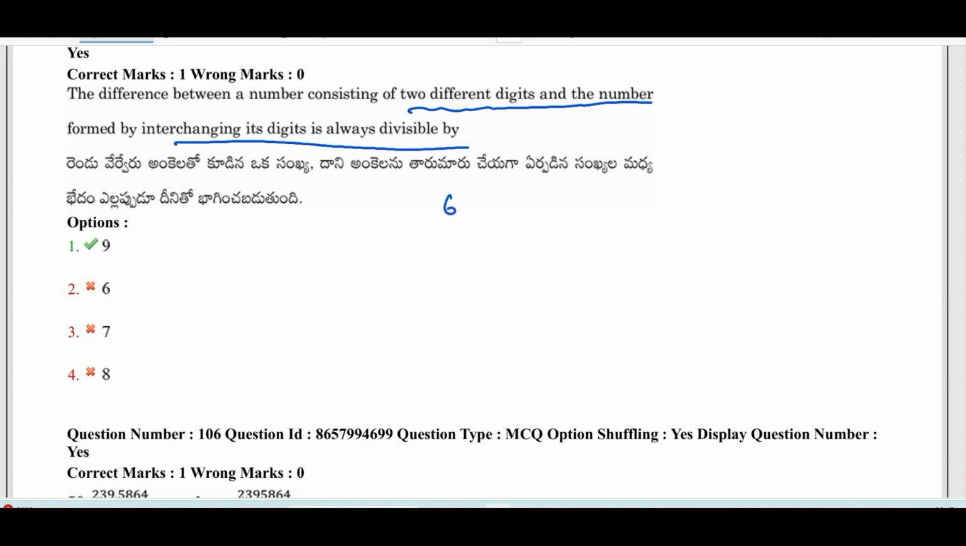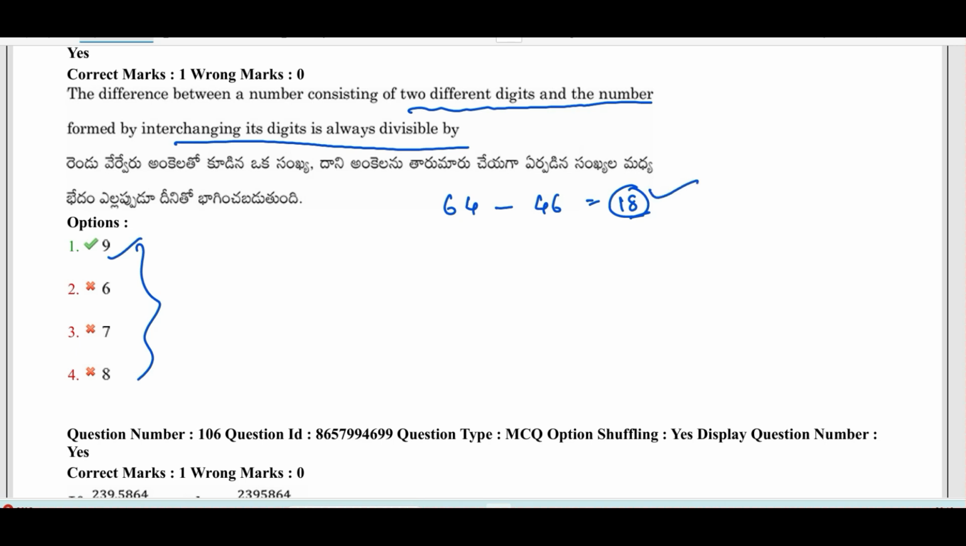నేను 64 అనే నెంబర్ తీసుకుంటున్నాను. దీంట్లో వన్స్ ప్లేస్ డిజిట్ 4, టెన్స్ ప్లేస్ డిజిట్ ఏంటి? 6. సో ఈ డిజిట్స్ ని ఇంటర్చేంజ్ చేశాను అనుకో, ఓకేనా? ఇంటర్చేంజ్ చేస్తే మనకి ఇంకొక 2 డిజిట్ నెంబర్ వస్తుంది. ఏంటది? 46. వీటి మధ్య డిఫరెన్స్ ఏం చేయాలి? 64 మైనస్ 46 చేస్తే మనకి ఎంత వస్తుంది? 18. ఈ 18 అనేది ఇచ్చిన ఆప్షన్స్ లో దేంతో డివిజిబుల్ అవుతుంది? 9 తో డివిజిబుల్ అవుతుంది.